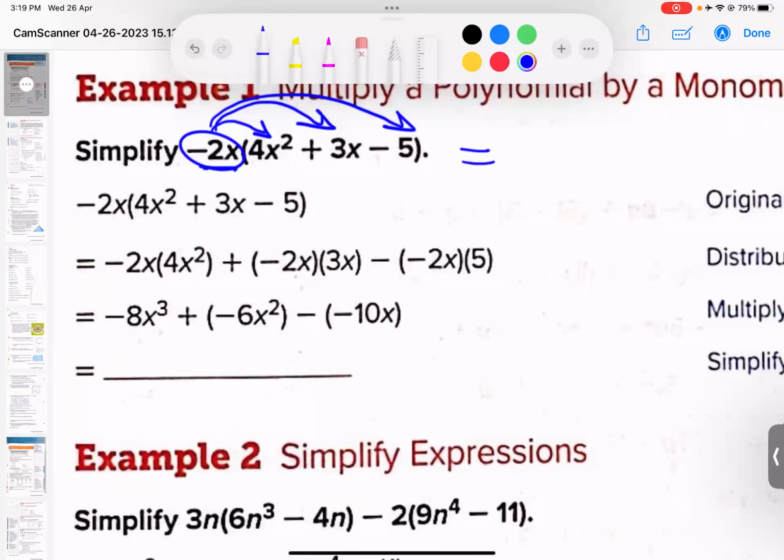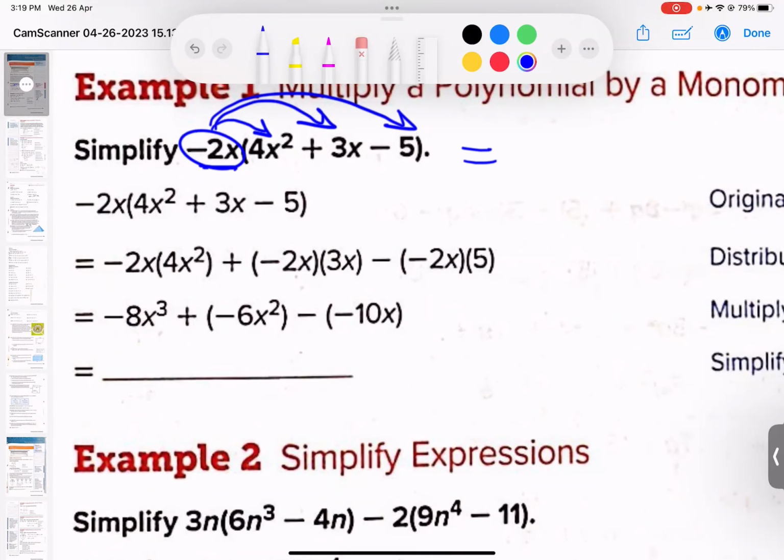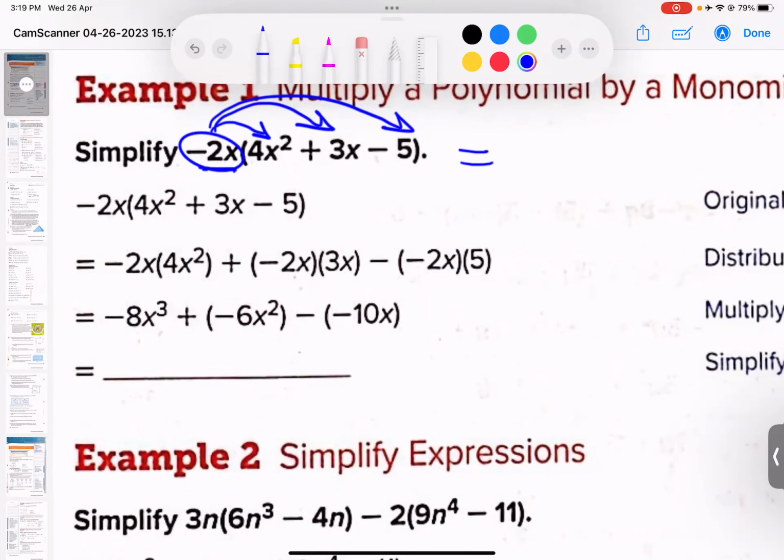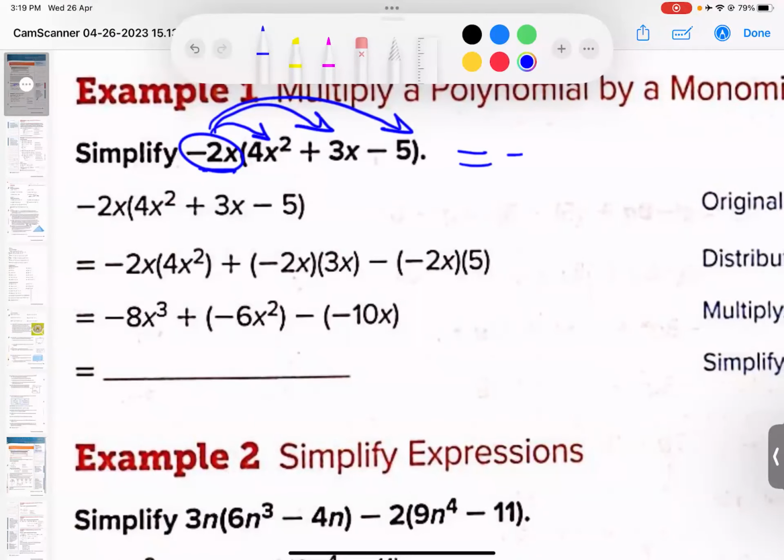So here we have negative 2x. I'm trying to distribute this part all over every single term inside the parentheses. So let me try to do it again. Negative 2x multiplied by 4x power 2. What do you think? Negative 8x to the power of 3. Yeah, exactly. What about the second part?